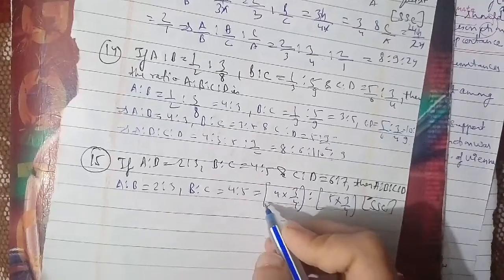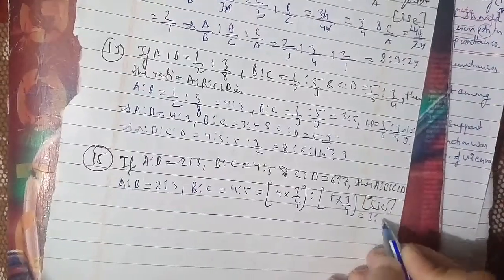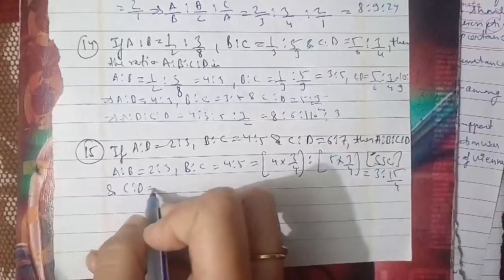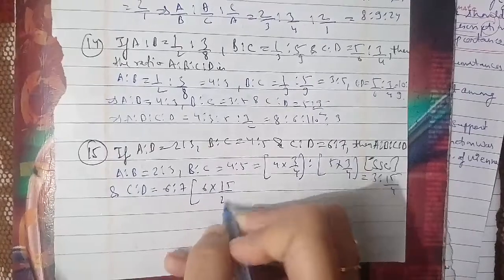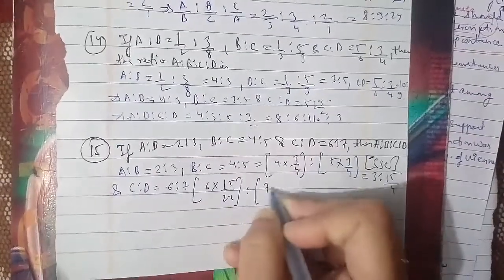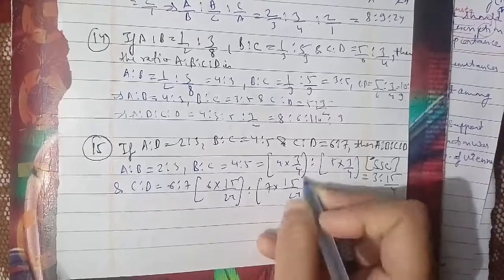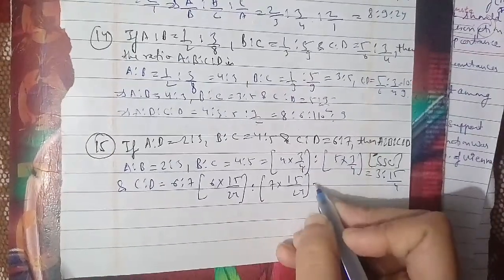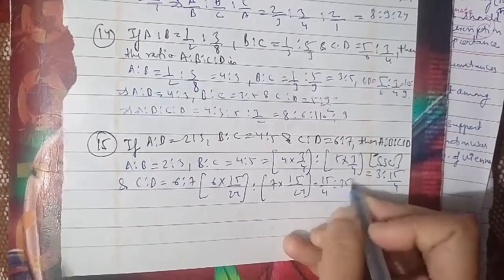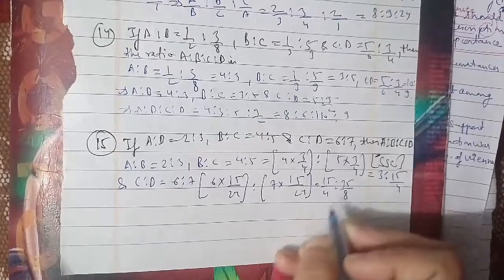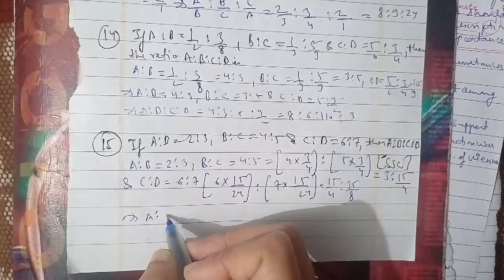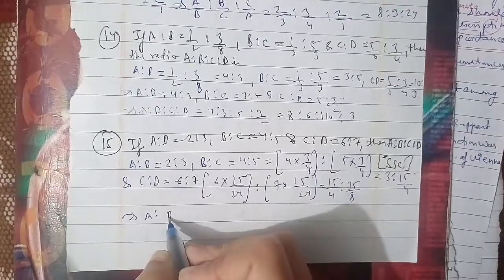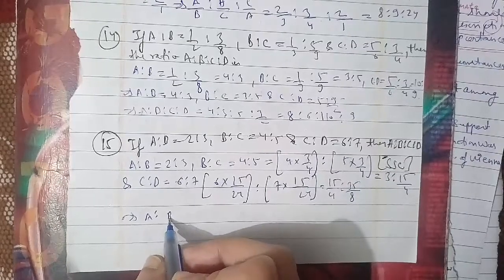6 into 15 upon 24 ratio 7 into 18 upon 24, which equals 15 ratio 4 ratio 3 35 ratio 8. So A ratio B ratio C ratio D equals 2 ratio 3 ratio 15 upon 4 ratio 35 upon 8, which equals 16 ratio 24 ratio 30 ratio 35.